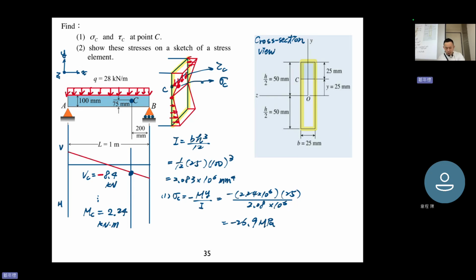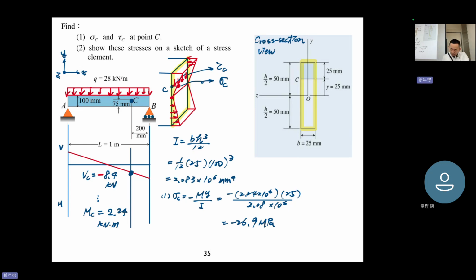After we did this, we drew the first step, the shear and moment diagram, and we know that the C point has the value like this. Then we have the I here, easy because this is a rectangle. We just substitute the values, sigma C equals minus My divided by I, and you get minus 26.9 MPa. This is positive M, so it is compression at point C.